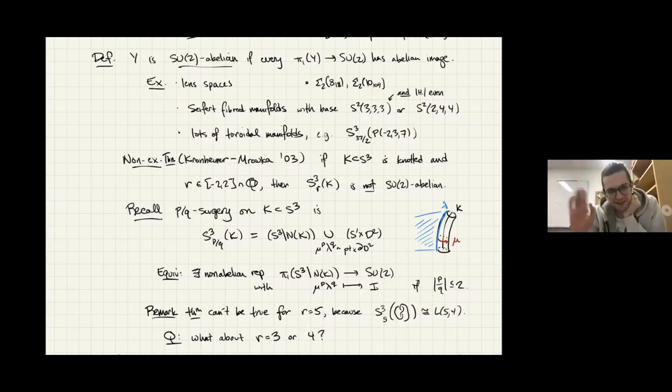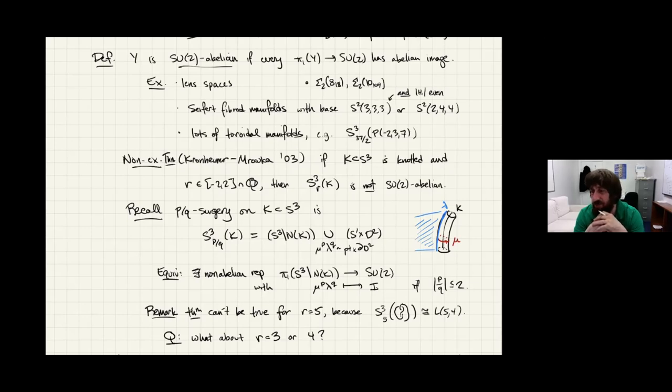I know that 10_109 is alternating. It is. Oh, okay. Well, I still don't think they're the same. Branched double covers of alternating knots certainly don't need to be SU2 abelian. So for all I know, it's possible we have inclusion one way, but not the other. Okay. Thanks.